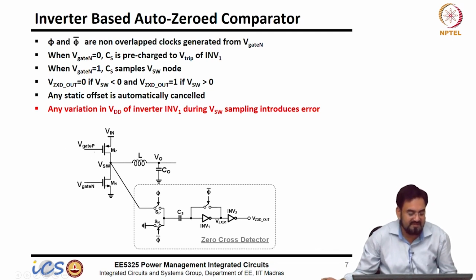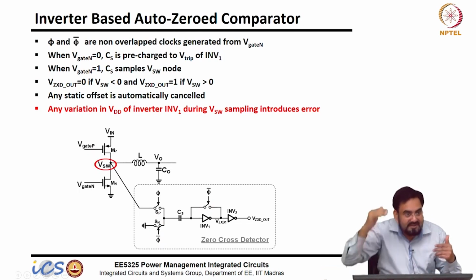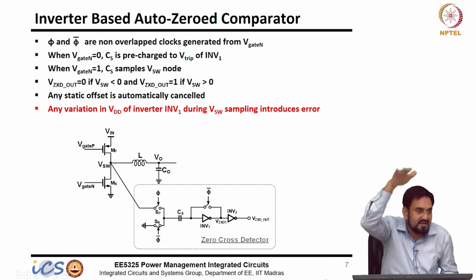If V gate N and V gate P are non-overlapping, then you can use the same signal. That's not a problem. But the only thing is V gate P is low. So, when you are turning this on, you are not sampling that. The phi bar is actually in synchronous with V gate P, not the phi, because we want to sample VSW and detect the zero cross during the discharge, which means the VSW is low at that time, not high.